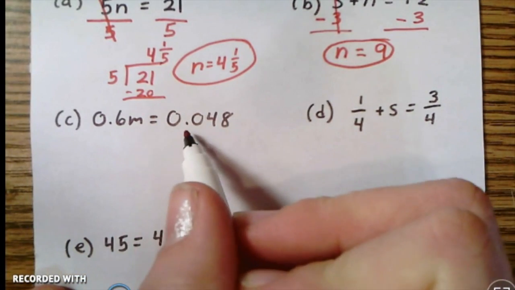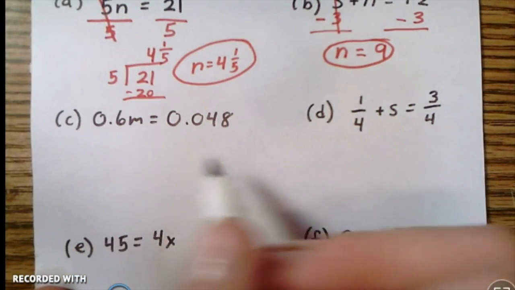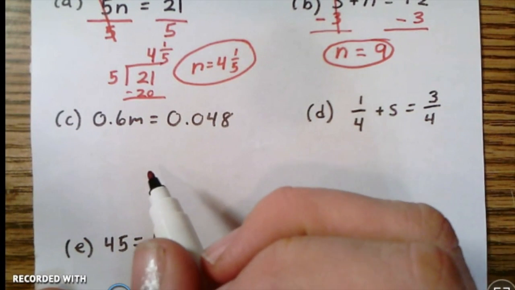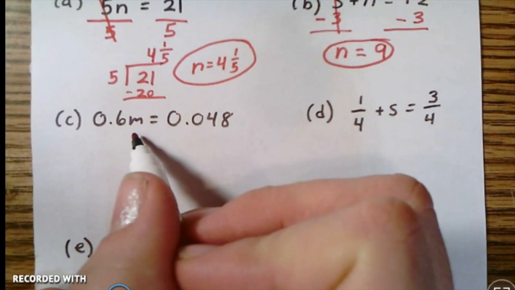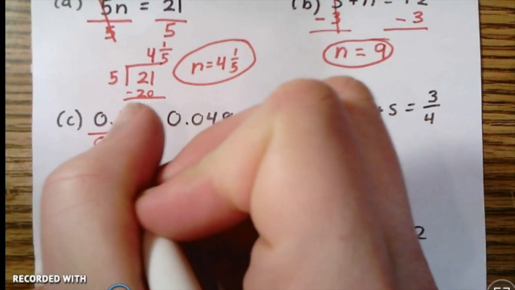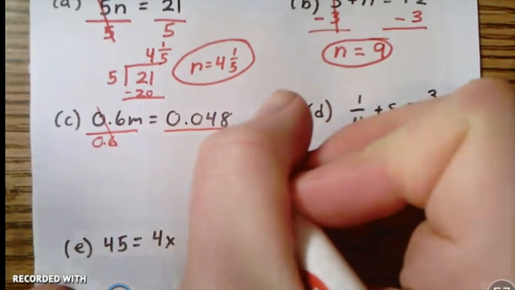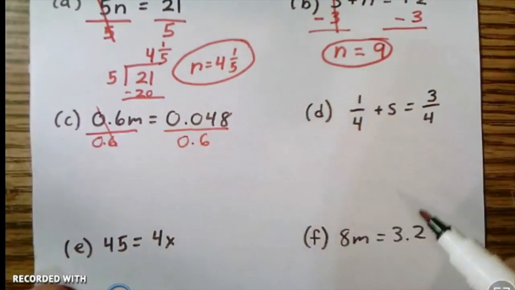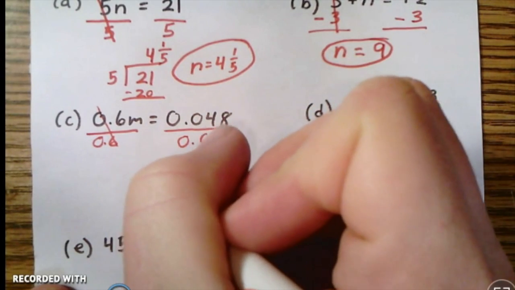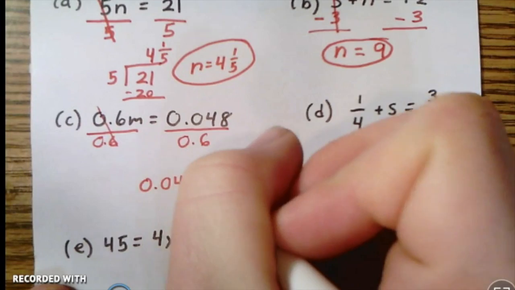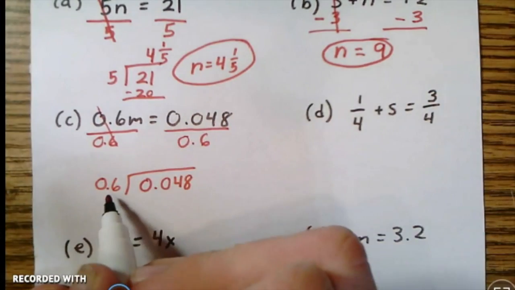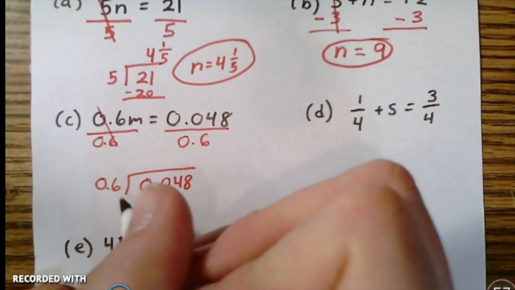Okay, C. So here we've got 0.6m equals 0.048. So these look like very small numbers, but I'm gonna do the exact same thing as I've been doing. Find my variable, m, what's happening to it? It's being multiplied. Undo it with division. 0.6 divided by 0.6. Remember, the top number falls in the house. So now I've got 0.048 divided by 0.6. When a decimal's on the side, slide, slide, then divide.